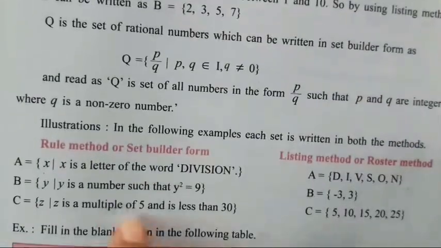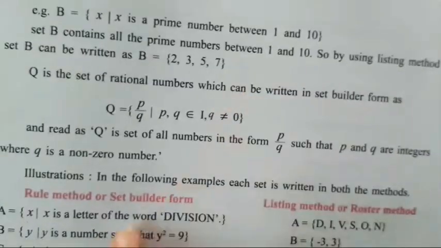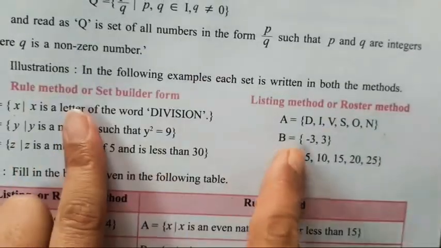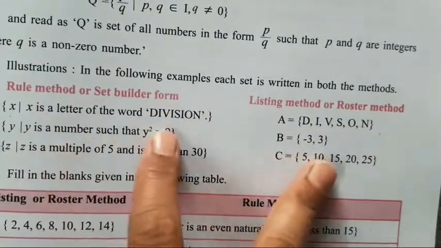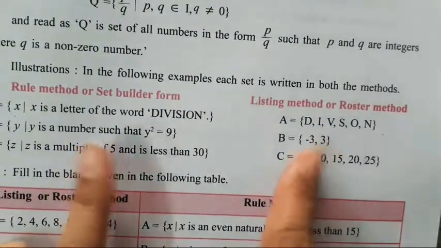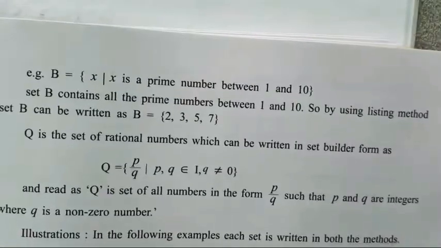I will show you in the later form after explaining these examples so that it will be more clear what is a rule method and what is a set listing method. These two methods I will be explaining you simultaneously, then it will be more clear. First let's take few examples.